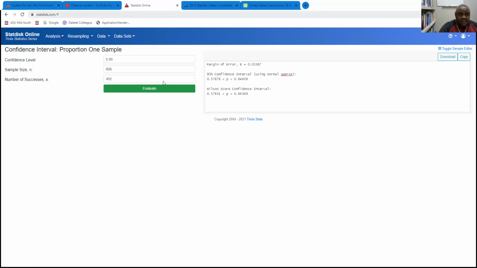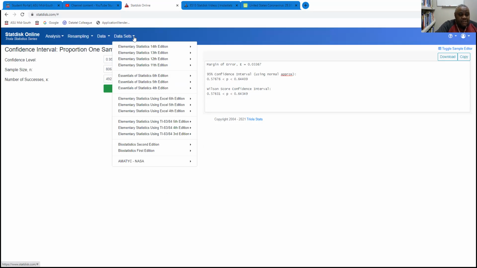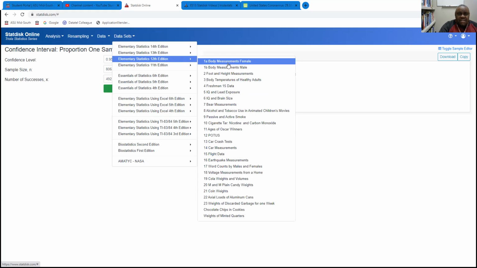Okay. Now, let's go to data sets. We're using the 13th edition of elementary statistics. Okay. Keep that in mind. The 13th edition of elementary statistics is what we're using. I'm sorry, the 12th edition, not the 13th, the 12th edition. So it's this one we want. Go to body measurements for male. Let's start with that.